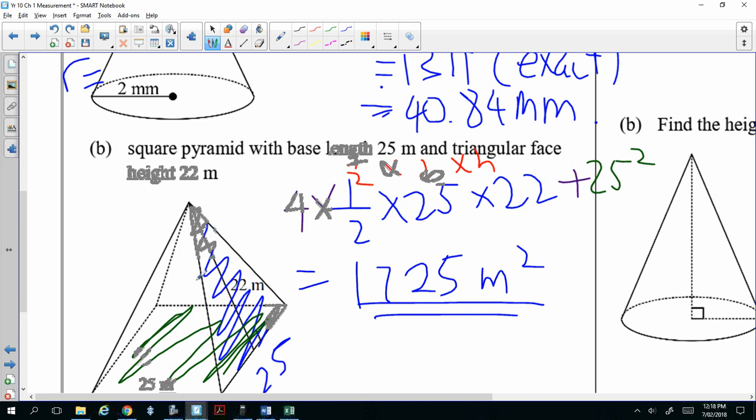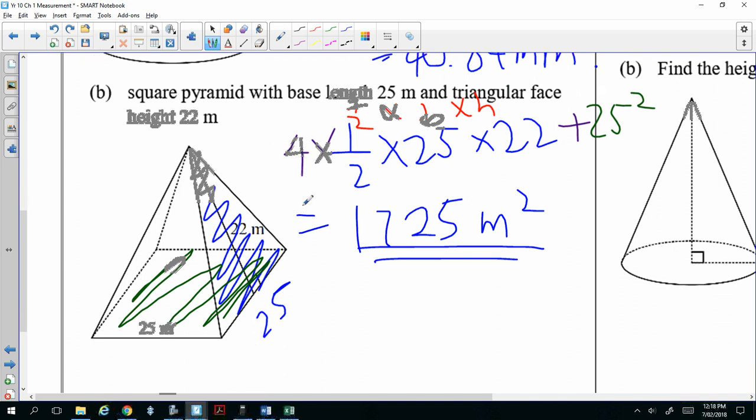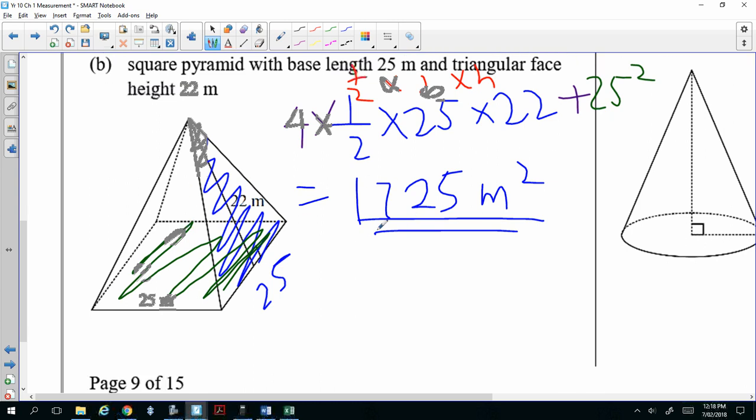Now, before I move on, just be careful. Not all pyramids are square pyramids. Sometimes you have a rectangular base pyramid, in which case you have to split the triangle into 2. So there's 2 different types of triangle. Just be careful, okay? So there will be some question like that in the exercise. Make sure you are aware of that. Okay, so we're going to move on.